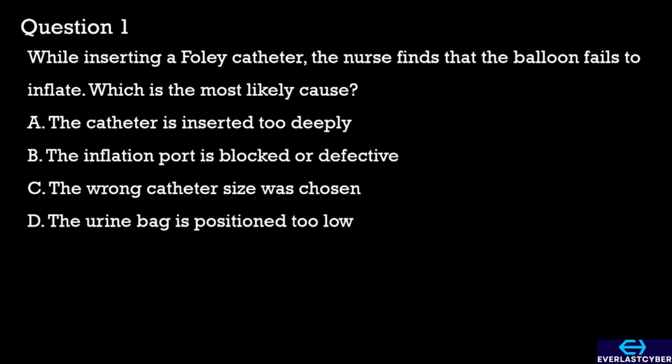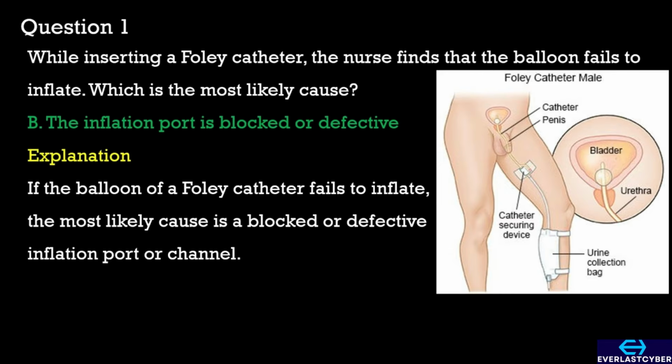In option C, using an incorrect size of catheter may cause leakage or trauma, but it wouldn't directly cause the balloon not to inflate. And in option D, the position of the urine bag affects drainage but not the balloon inflation. So the correct answer here would be option B.